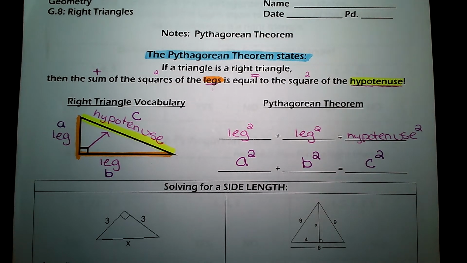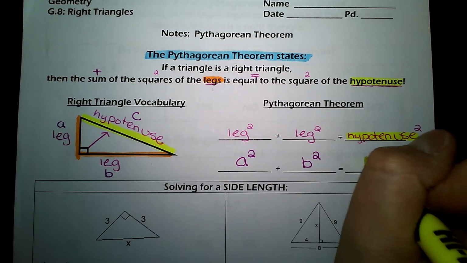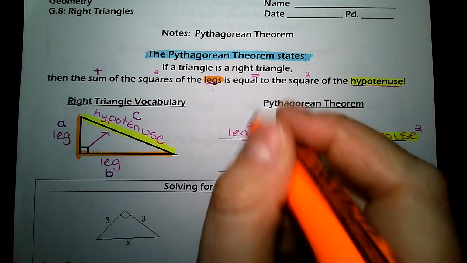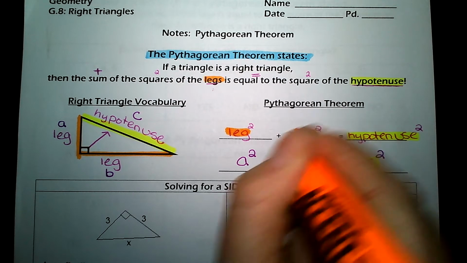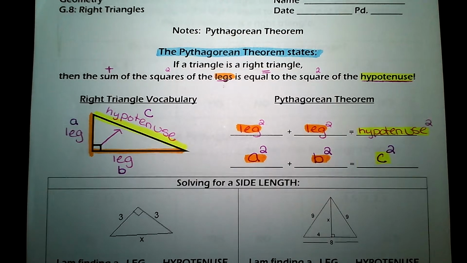A squared plus B squared equals C squared. That's something you already know. You've known it for years and years. It's just super important to remember that the hypotenuse is on the right side, the single item, whereas the legs are added together. Okay, excuse me. All right, let's do some practice.